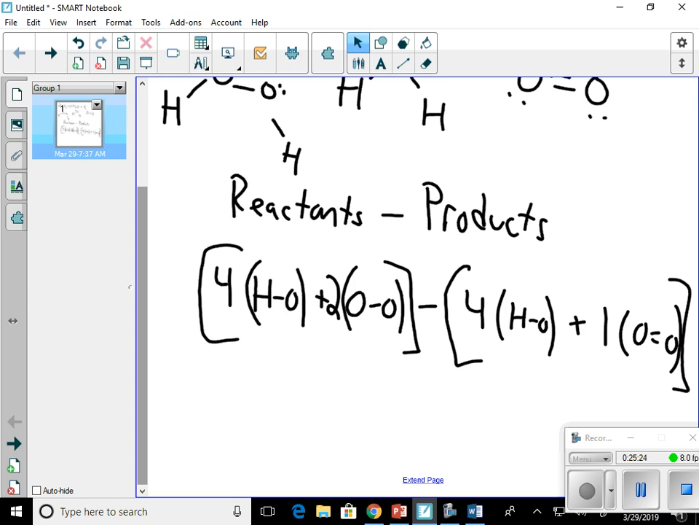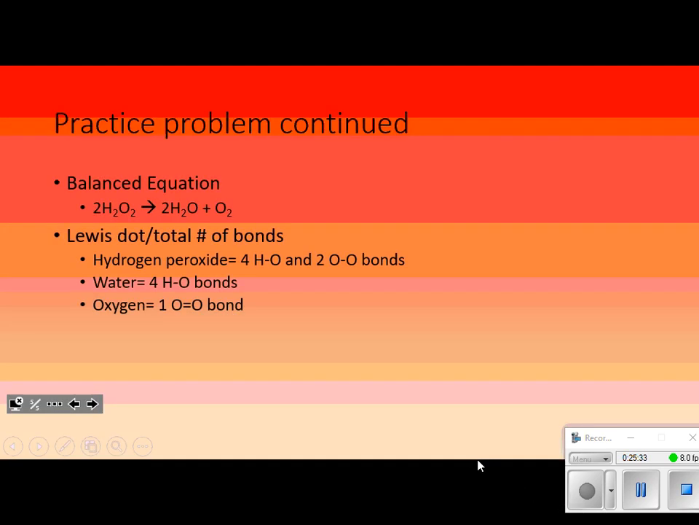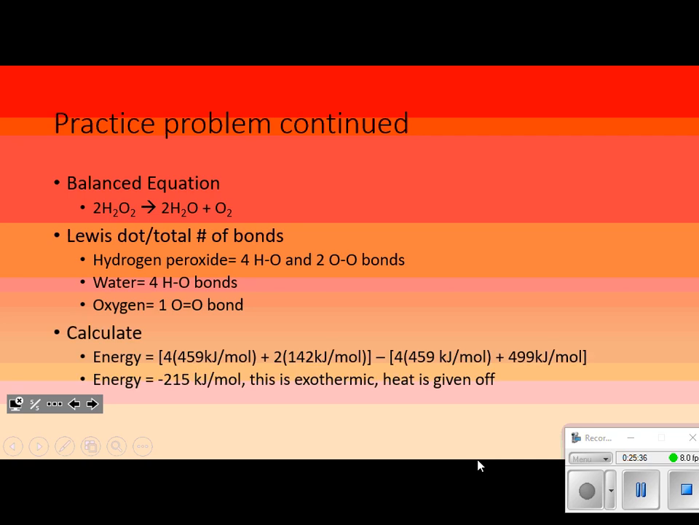I'm going to go back to the PowerPoint note here then. That's what we just figured out. Here's how we do the calculation. On the previous slide, I told you that an HO bond is 459 kilojoules per mole. So I just substituted that in for my HO bond. That's what you just wrote down. An OO single bond is 142. So I just substituted that in. This is all of my reactants. Here's my 459 from the HO. Here's my 499 from the OO double bond.